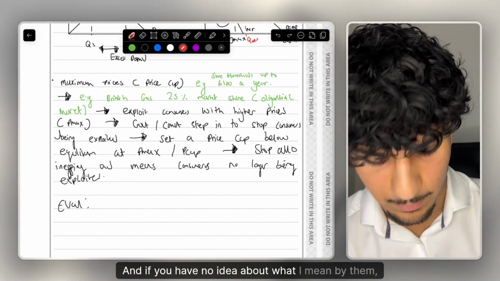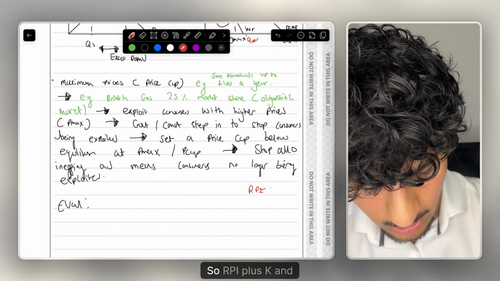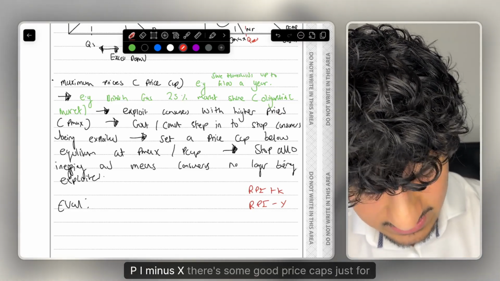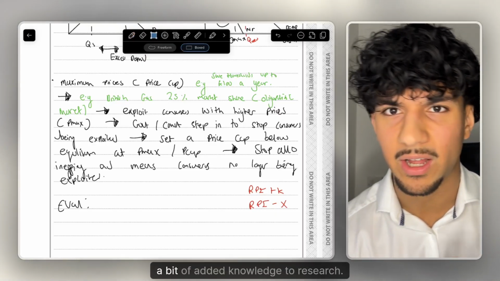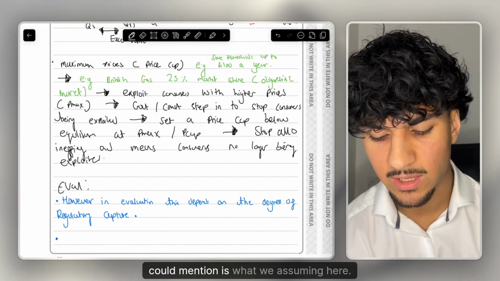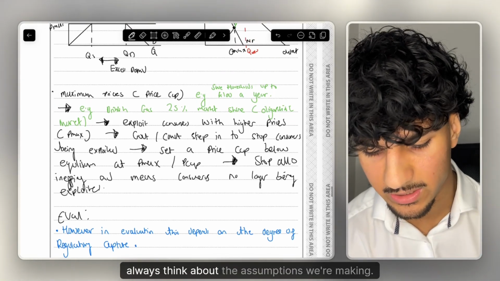And if you have no idea about what I mean by them, it's good to research these. So RPI plus K and RPI minus X. There's some good price caps just for a bit of added knowledge to research. And of course, another great evaluation point you could mention is what we're assuming here. And remember, always think about the assumptions we're making.